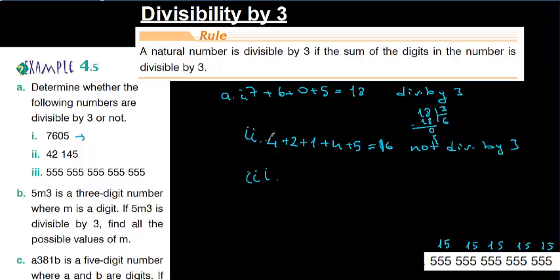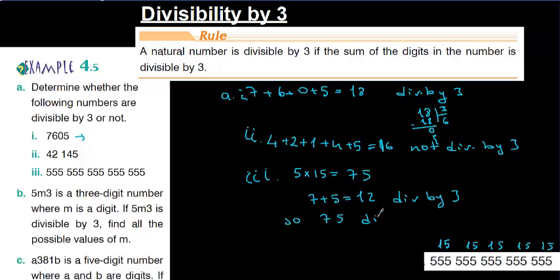Here, when you treat 5 of them, we have 5 times 15, that is equal to 75. Is 75 divisible by 3 or not? If you cannot understand easily, you can do what I explained before: 7 plus 5 is equal to 12, and 12 is divisible by 3.